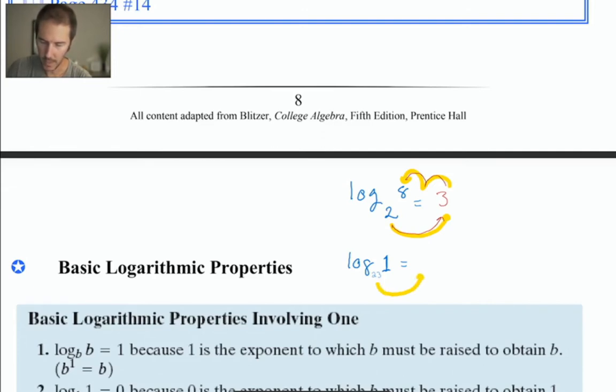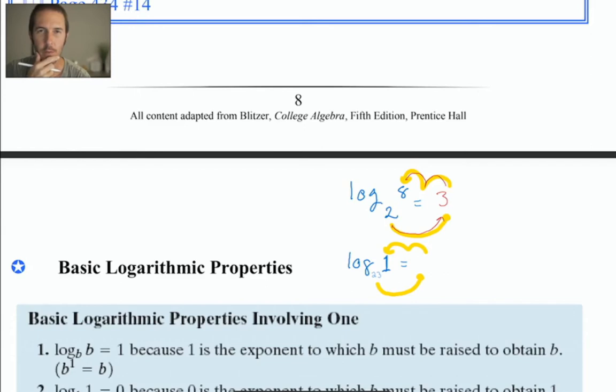Okay. And let's try this one. 23 to some power equals 1. 23 to what power equals 1? How many multiples of 23 do I need to equal 1? Is this a trick question?